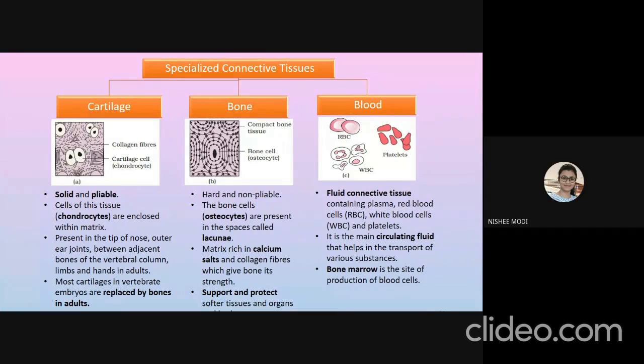Then blood. Blood is a fluid connective tissue. One question arises: why is blood included in connective tissue? Blood contains plasma, red blood cells, white blood cells, and platelets. Once we remove the RBCs, WBCs, and platelets, the remaining part is plasma. Plasma is also called the matrix, and since a matrix is present in blood, it is included in connective tissue. It is the main circulating fluid that helps in the transport of various substances like oxygen. And bone marrow is the site of production of blood cells.